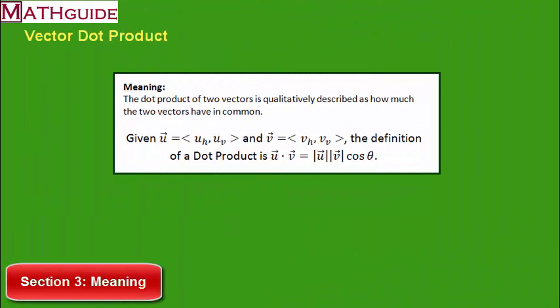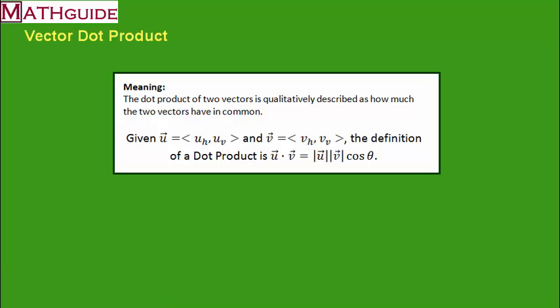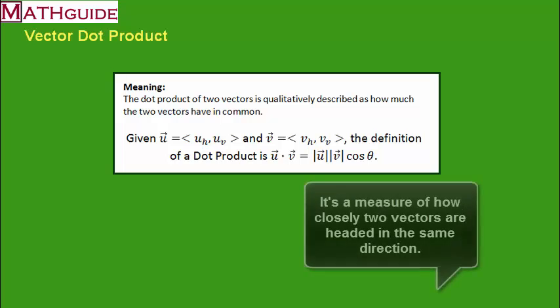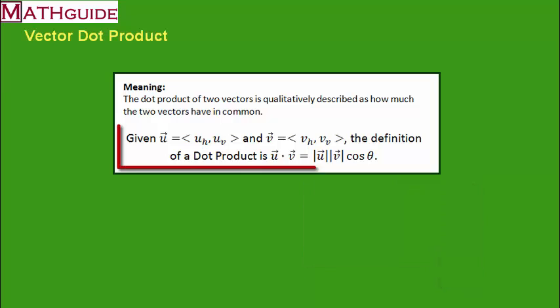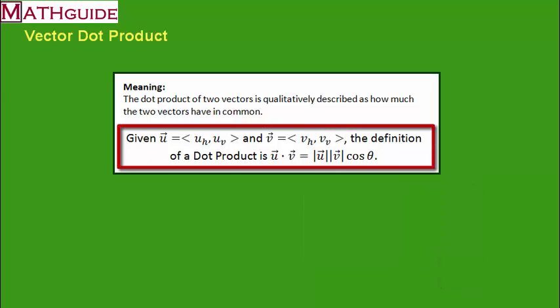So let's talk about the meaning of what a dot product is. Qualitatively speaking, when you take the dot product of two vectors, it's really about how much the two vectors have in common. And this is more properly understood by taking a look at the dot product's second definition. Yeah, there's a second definition of dot product.